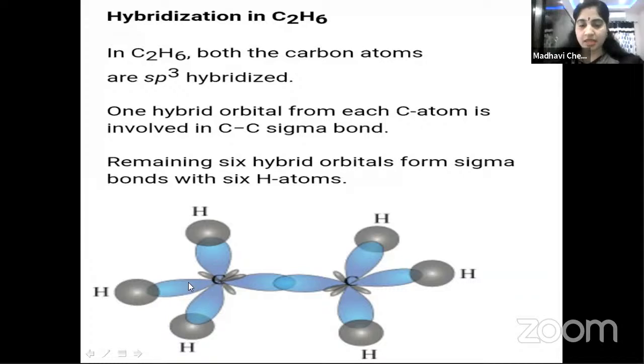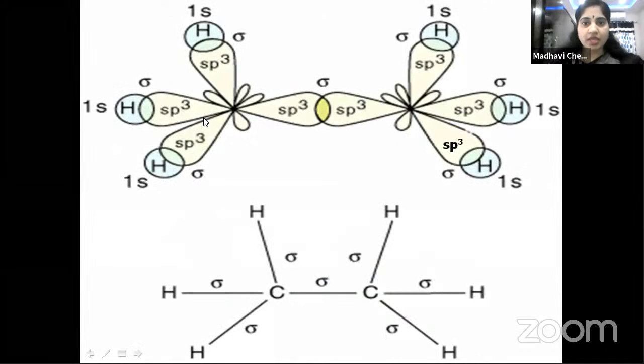These 3 sp3 hybrid orbitals overlap with the s orbital of hydrogen, because the s orbital of hydrogen has one unpaired electron. So this sp3 hybrid orbital of carbon also has one unpaired electron. You can see in this figure clearly. Each carbon forms 4 sp3 hybrid orbitals, and the sp3 hybrid orbital of this carbon and the sp3 hybrid orbital of the other carbon overlap, pairing takes place, and it forms a sigma bond.